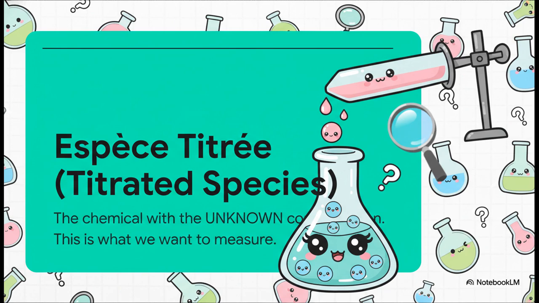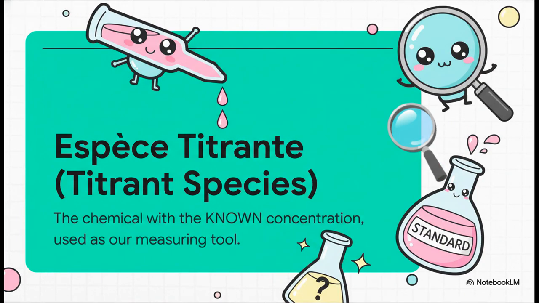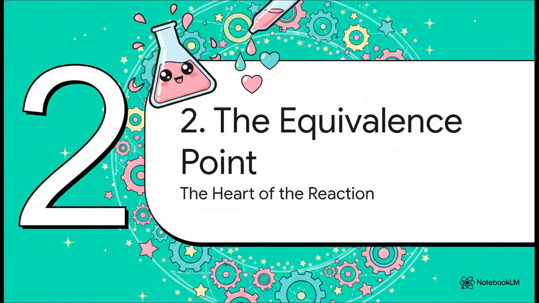The first one is the titrated species, which you'll also hear called the analyte. This is our mystery chemical, the one with the unknown concentration that we're trying to figure out. You'll usually find this in the flask waiting for the reaction to start. And our second player is the titrant. Now this is our secret weapon, our measuring tool. It's a solution where we know the concentration precisely. We add this stuff carefully from the burette, and it's the key that's going to unlock the whole measurement for us. Okay, now let's see what happens when these two solutions actually meet.